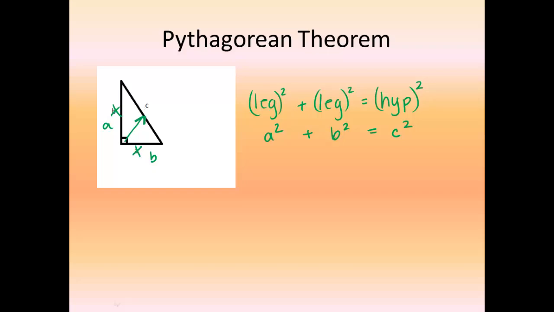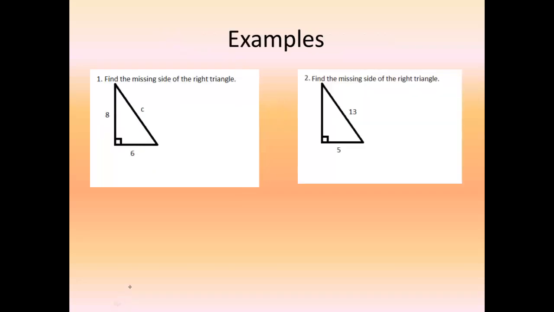Let's go ahead and try some examples together. You may want to have a calculator with you to do these most accurately. Okay, so for example number 1, find the missing side of the right triangle. The first thing we should do is decide whether or not we're finding a leg, which would be an a or a b value, or if we are finding c, the hypotenuse.